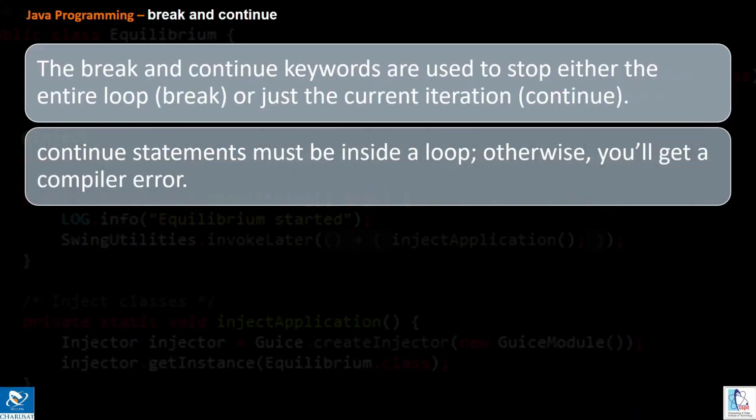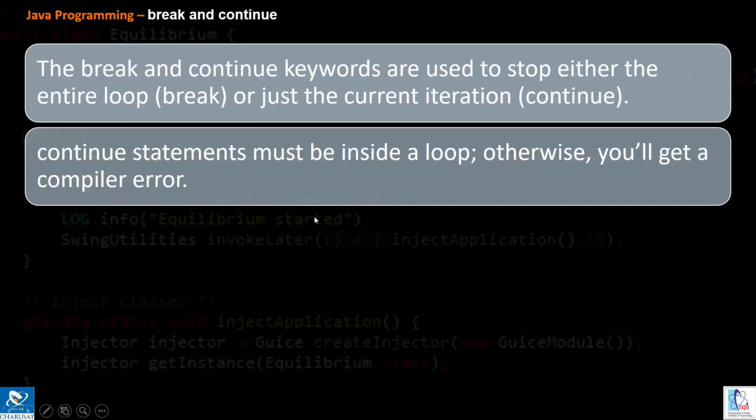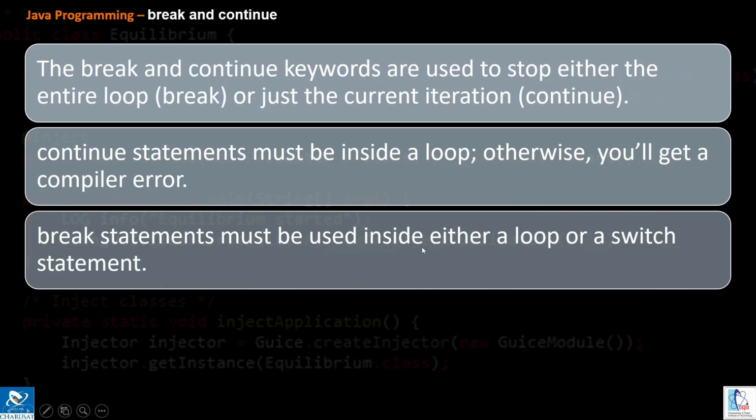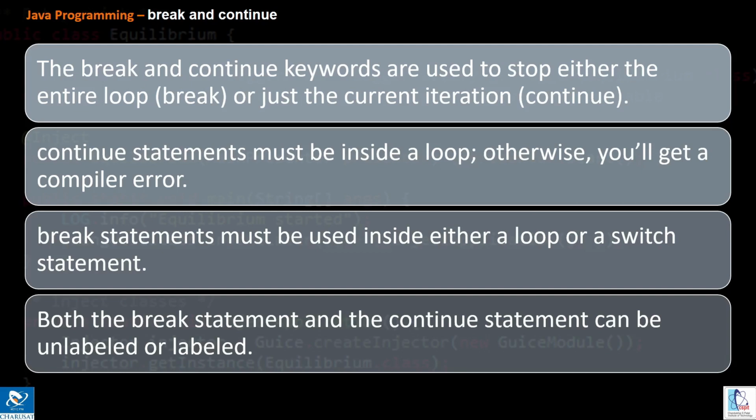Another point: the continue statement must be inside the loop, otherwise you will get a compilation error. So the continue statement must be inside the for loop. Now why is that condition not there for break? Because break is also used with switch case, and a switch case is not a loop. So a break statement must be used inside either a loop or a switch statement, as we have seen. And the last point is that both the break statement and the continue statement can be labeled or unlabeled.